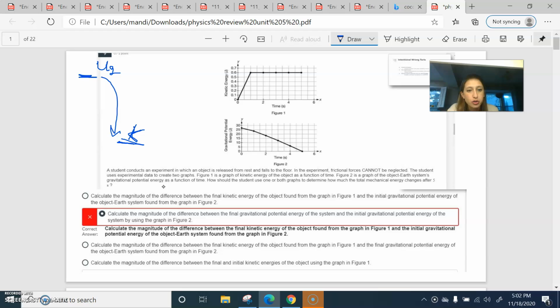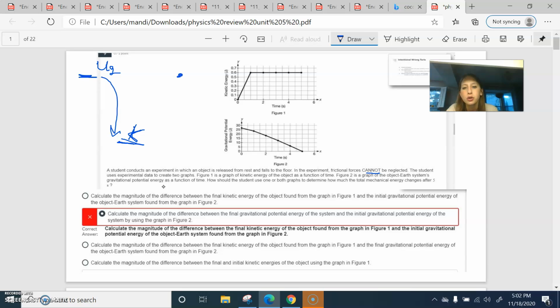In the experiment, frictional forces cannot be neglected. So that means we have air resistance, which we normally don't. So we fell real gradually. That makes sense. But kinetic energy went faster, and then stayed fast.